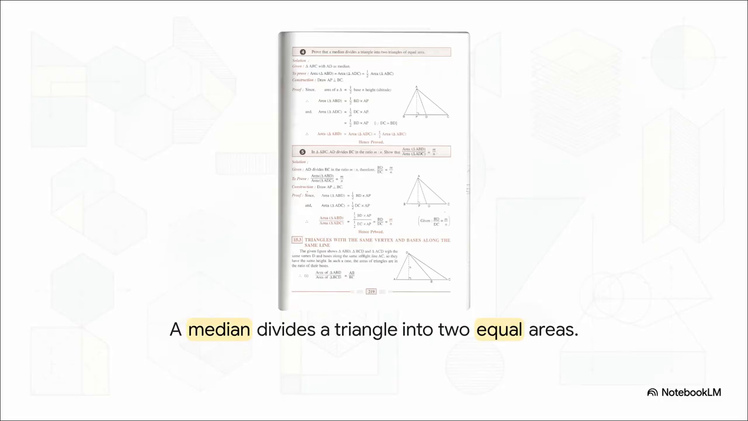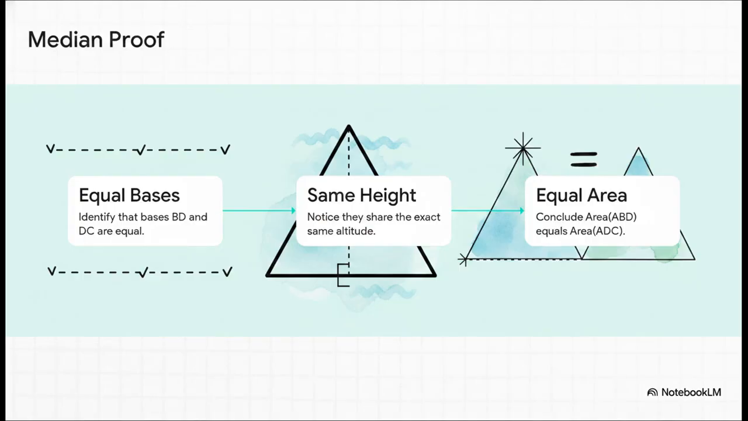As you can see beautifully mapped out here, drawing that median line, line AD, chops the primary triangle ABC into two smaller, distinct triangles. But here's the secret sauce. Those two new triangles have strictly equal area. But why does that happen? Well, look closely at the structure.